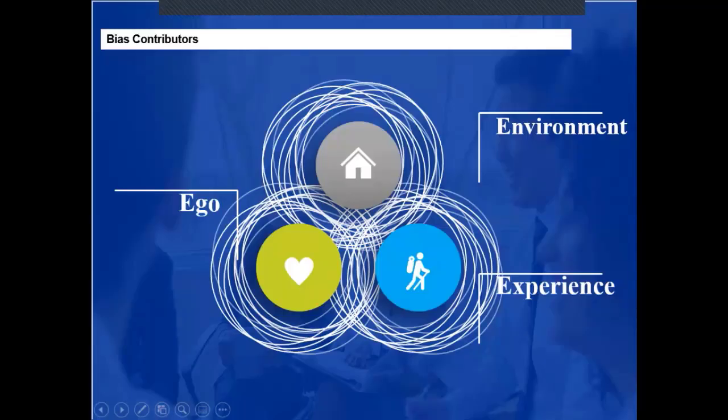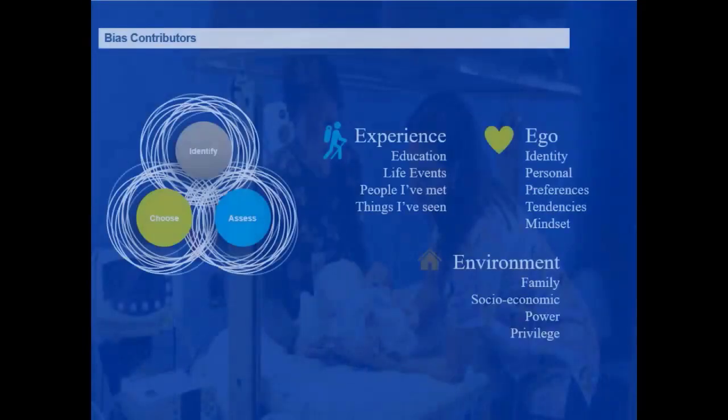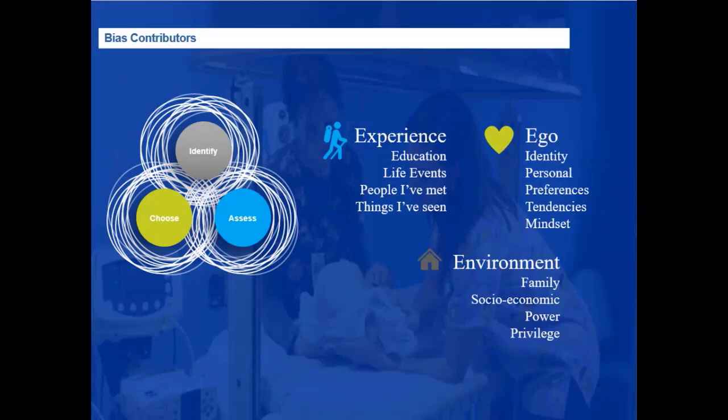Oh, here I go. Okay, so where do those biases come from? We all have biases because we are human, okay? There are many contributors, but we really kind of created 3 categories that they fit into, and that's ego, environment, and experience. So let's look at each one of those. Everyone has their own environment. That's your surroundings or conditions in which you live or work. These can include family, your city, socioeconomic status, power and privilege, okay?